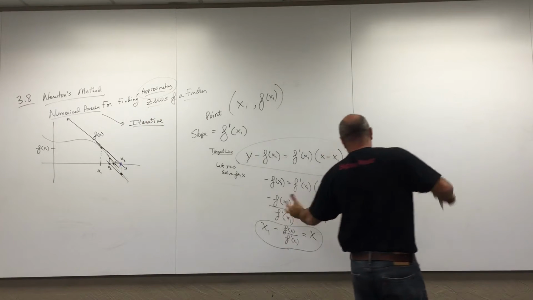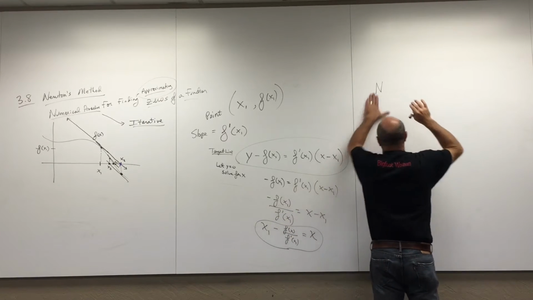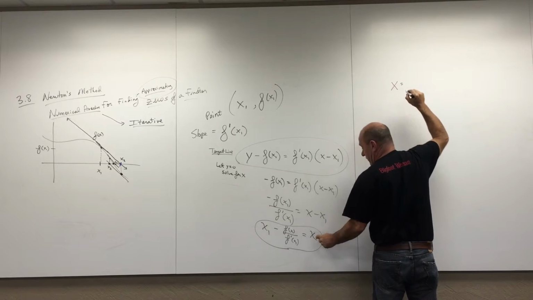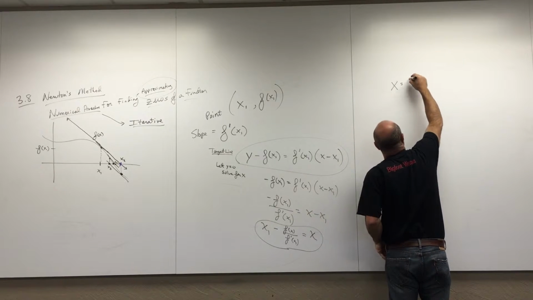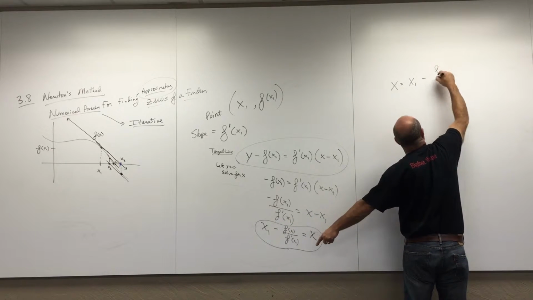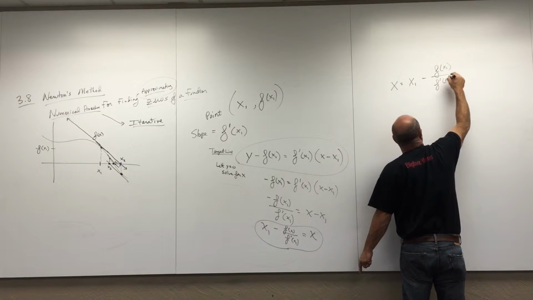I'm going to write this formula up here. I'm going to write it backwards. So this x-intercept that we're looking for is this formula, you guys. It's x1, your initial guess, minus the function at x1 over f prime of x1.